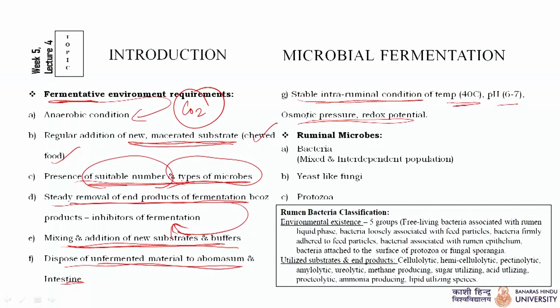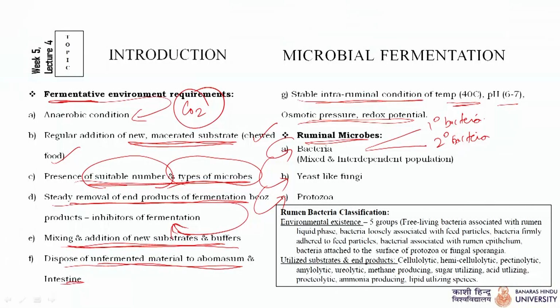Then let us come to the ruminal microbes. So these are some of the requirements for fermentation to take place. Next we'll see the ruminal microbes. The ruminal microbes are of three types broadly. First is bacteria, then second is yeast-like fungi, and the third is protozoa. The bacteria are further classified into primary bacteria and secondary bacteria.